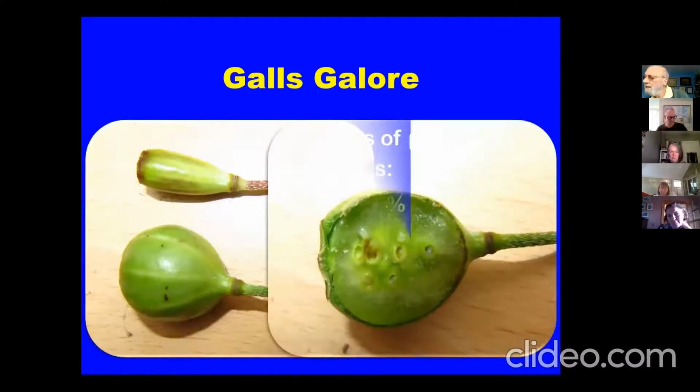And here we've got a poppy head. So on the left-hand photograph, the narrow poppy head at the top is unaffected, it's not galled. And then on the bottom of the left-hand photograph and on the right-hand one, you can see that it's swollen, and you can see the cells inside on the right-hand side.